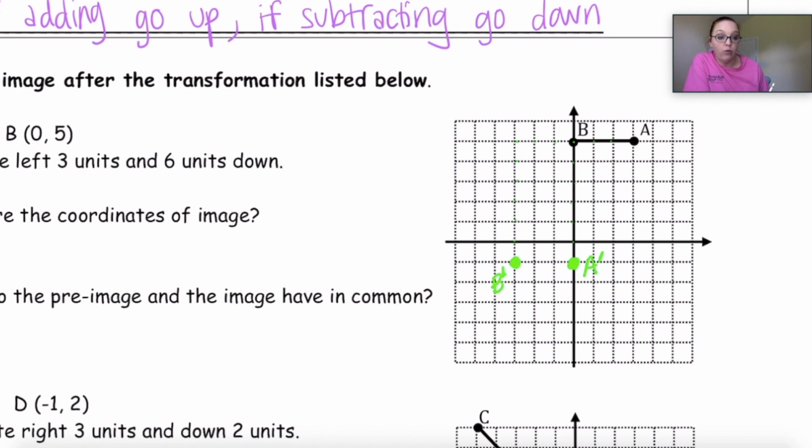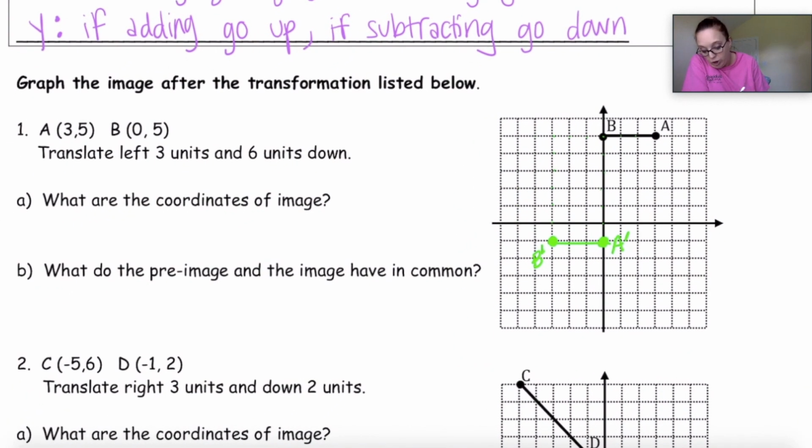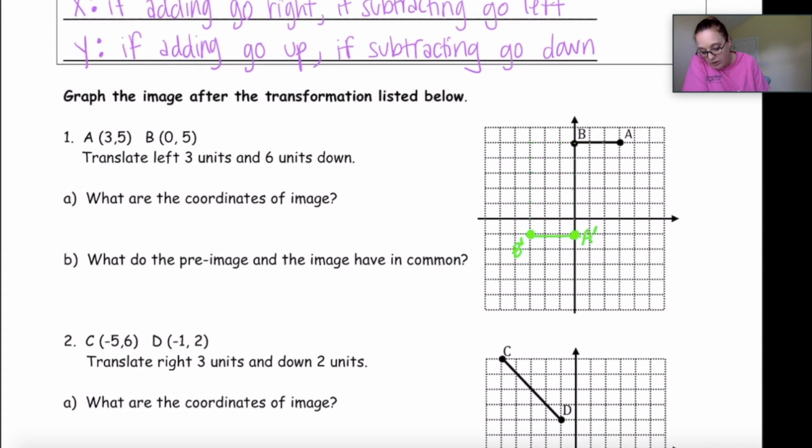And now I'm going to draw that line. So now I have translated it, so I can put a little check mark there. It says, what are the coordinates of the image? So I'm going to write A prime, and A prime is at (0, -1). And then B prime is at (-3, -1).